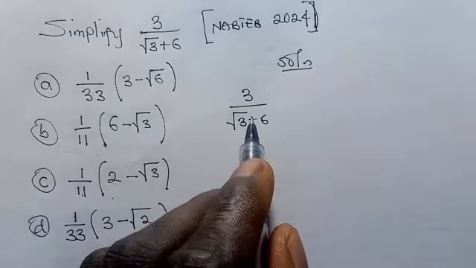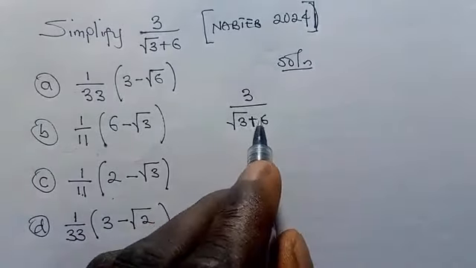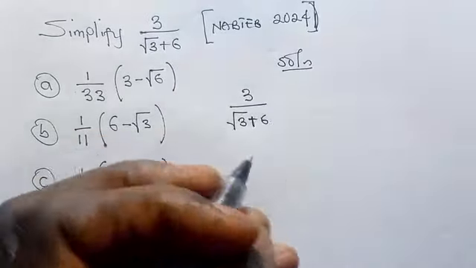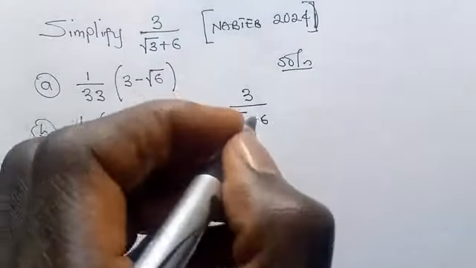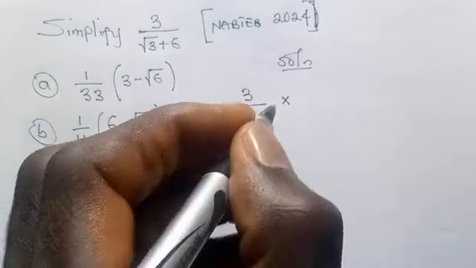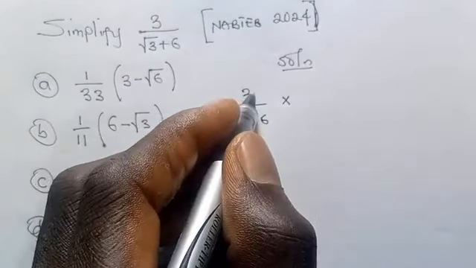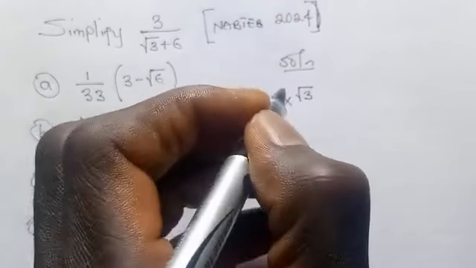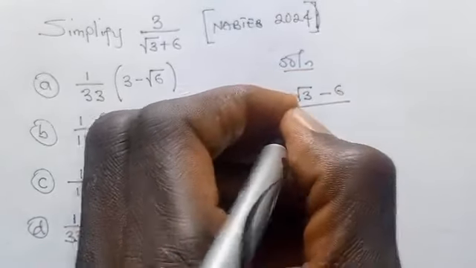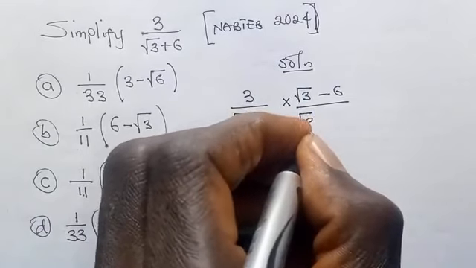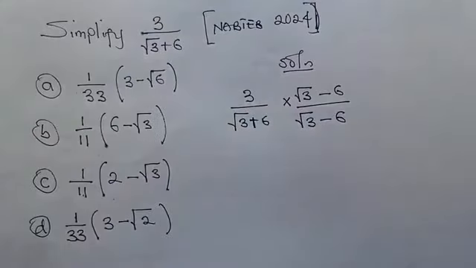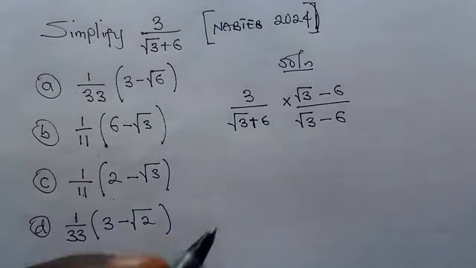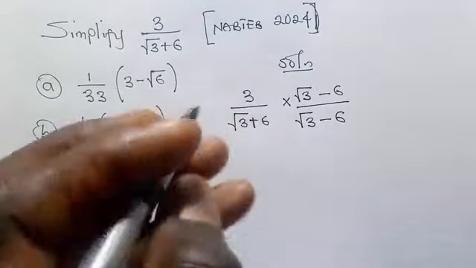So whenever you see a surd like this, square root of 3 plus 6, the conjugate of it will be square root of 3 minus 6. So unlike the normal rationalization of surd that you know, we are going to use the conjugate of this to multiply both the numerator and the denominator. So here is going to be square root of 3 minus 6 divided by the square root of 3 minus 6. So we are going to multiply these two together.